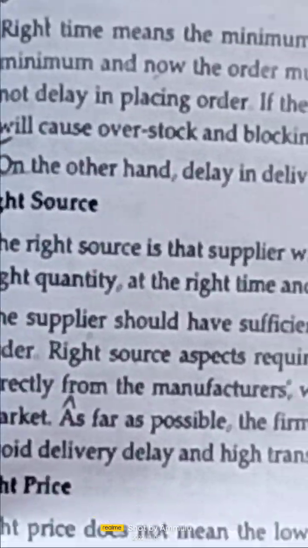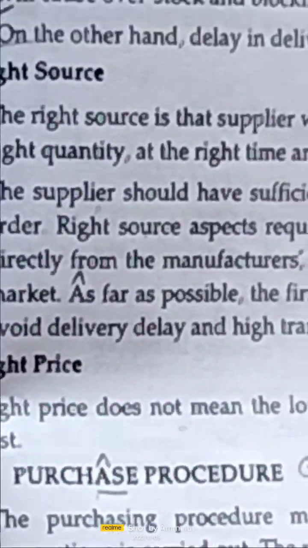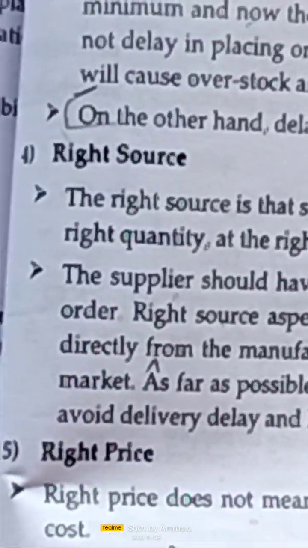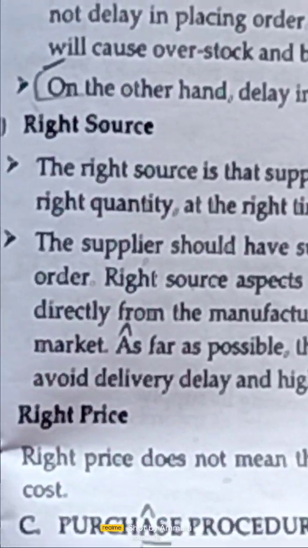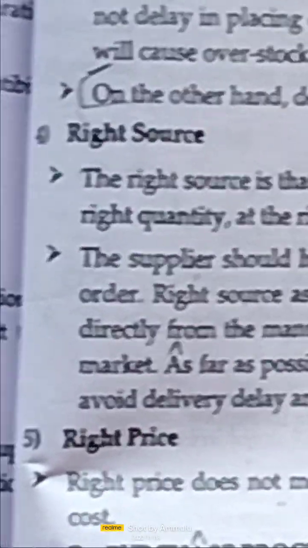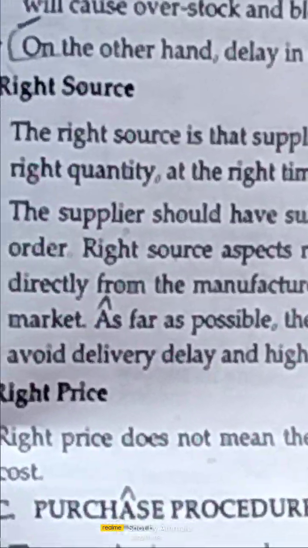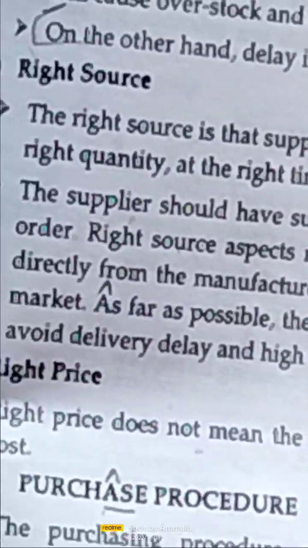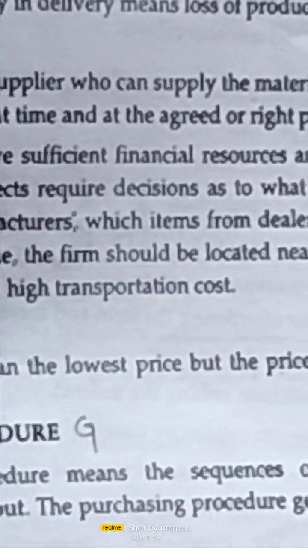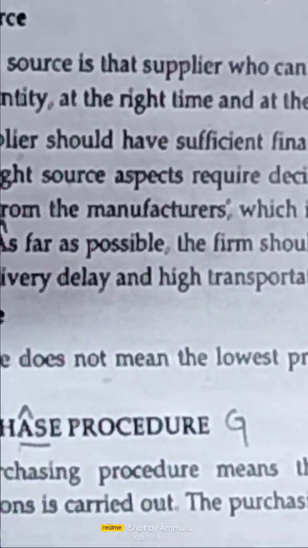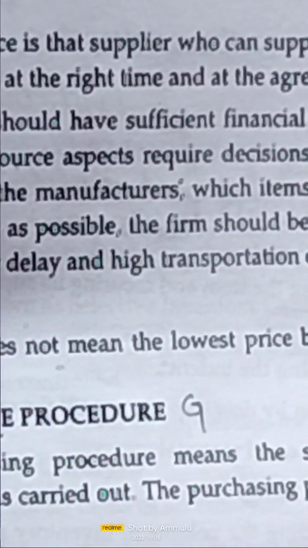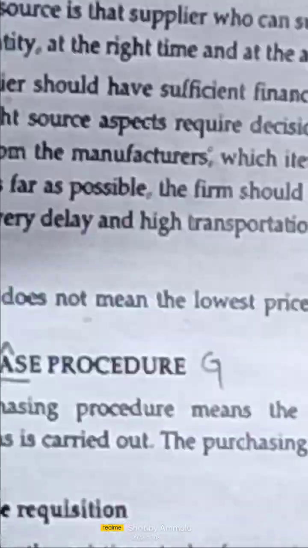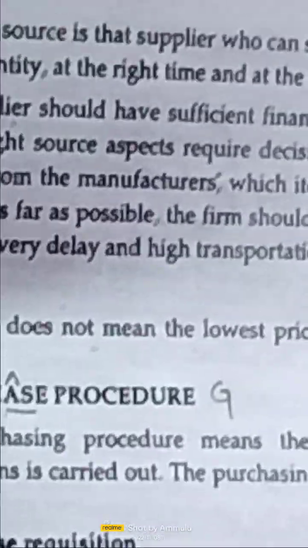It means if any delay happens, the production will be lost. So that's why time is a very important key in purchasing. And the right source: when we are purchasing products or drugs, the source must be correct. And the right price. These are the 5 principles of purchasing.